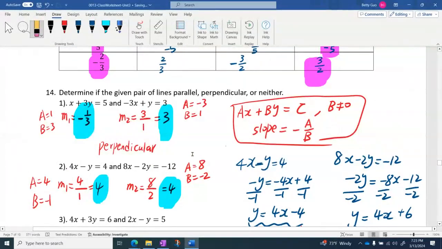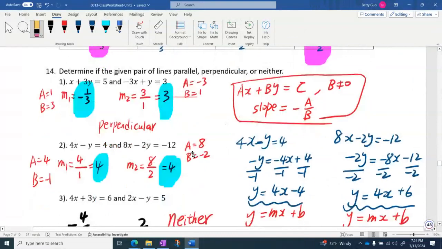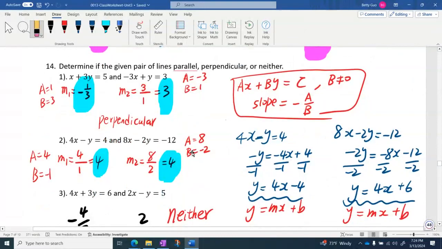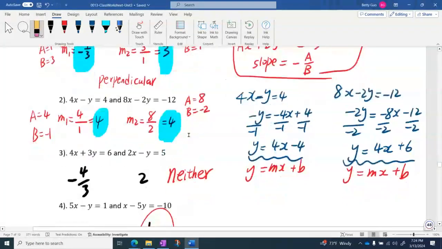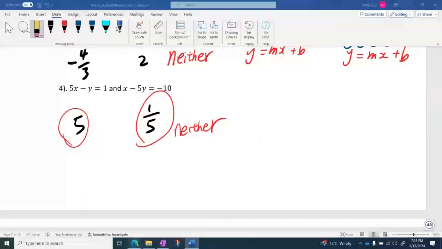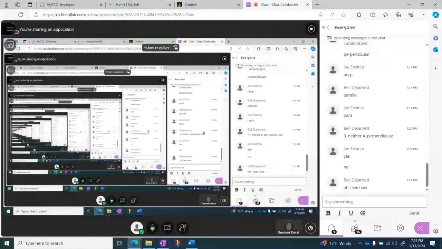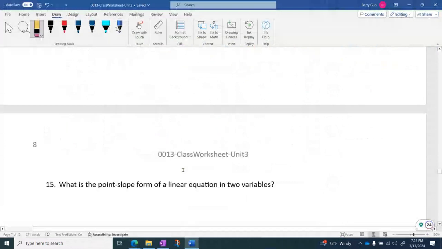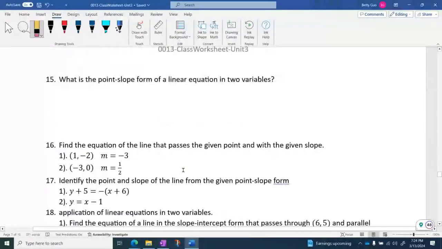Any question about number 14? Use the theorem to determine if the given pair of lines is parallel, perpendicular, or neither. In order to answer that question, we need to know the slopes. There are multiple different ways we can apply to find the value of the slopes. If you have no question, I'm going to move to number 15.